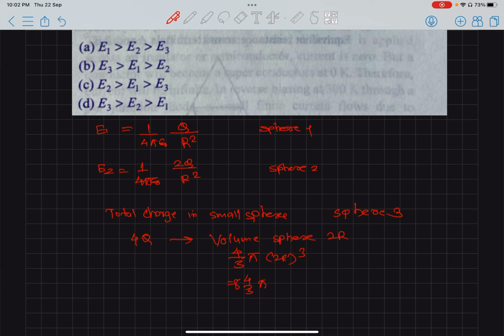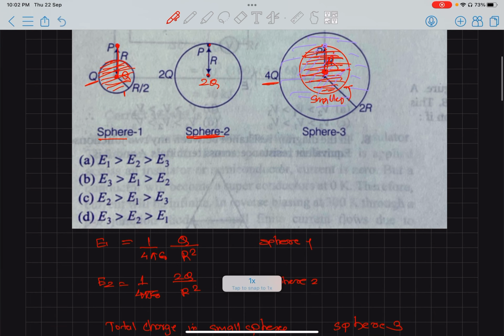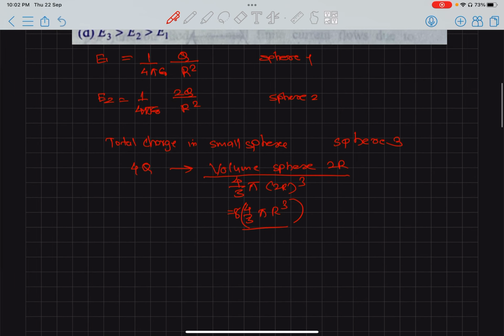So let me write down 8 over here, 8r cube. We can see this 4 by 3 pi r cube. So the volume of this bigger sphere is 8 times the volume of the smaller sphere, because the smaller sphere has a radius r. So the volume of the smaller sphere will be what?